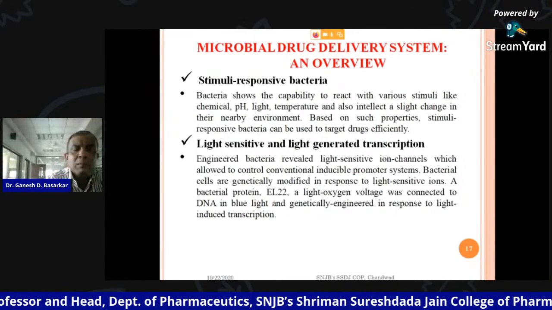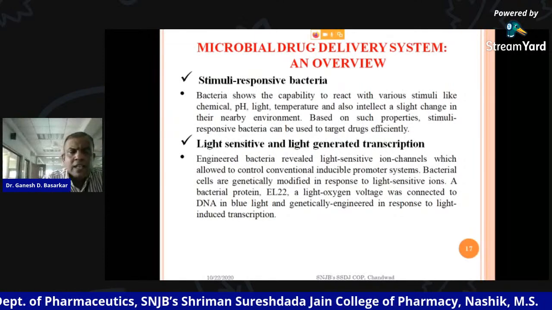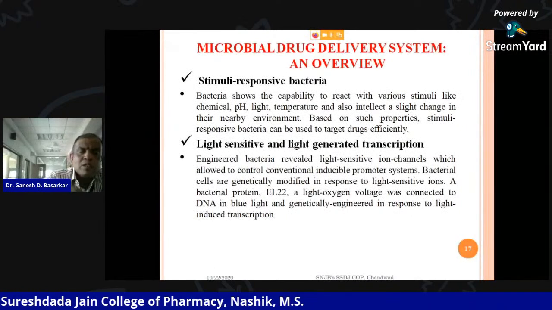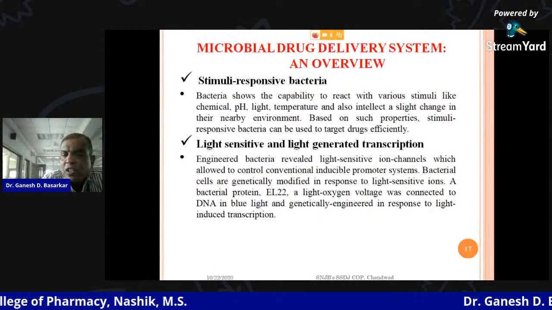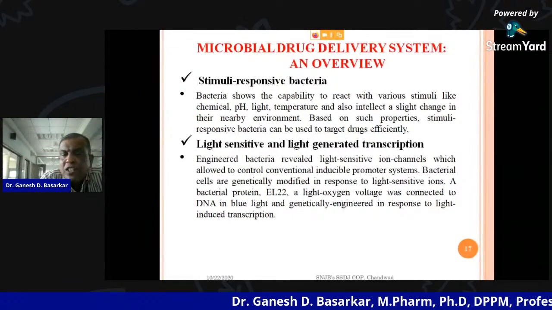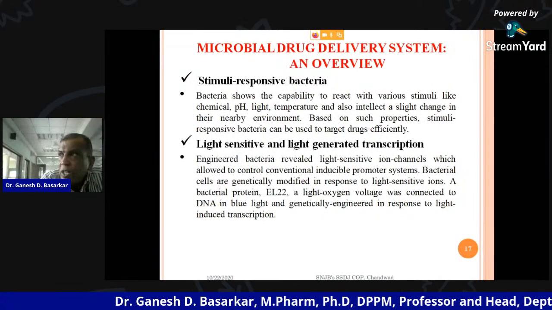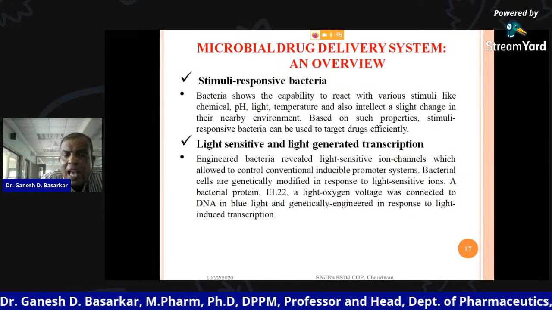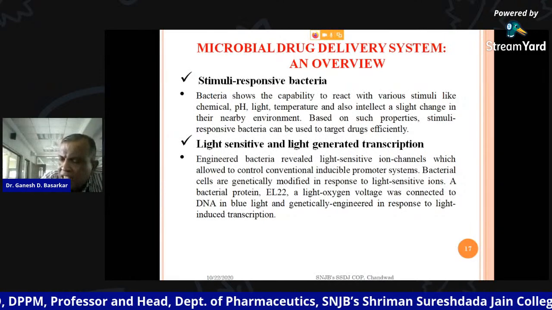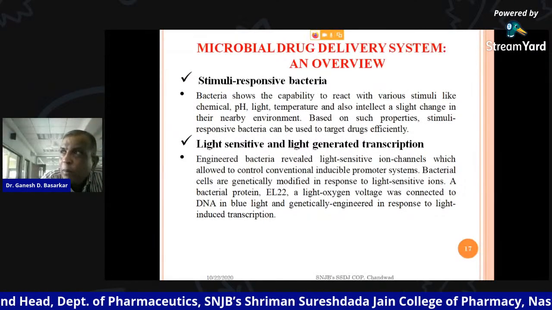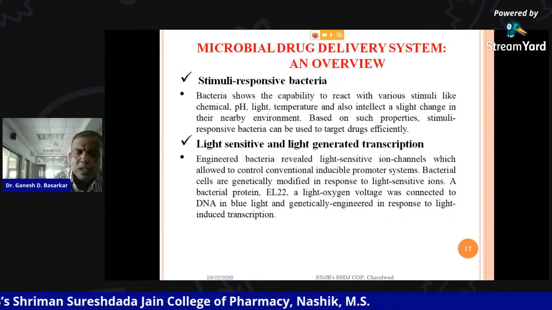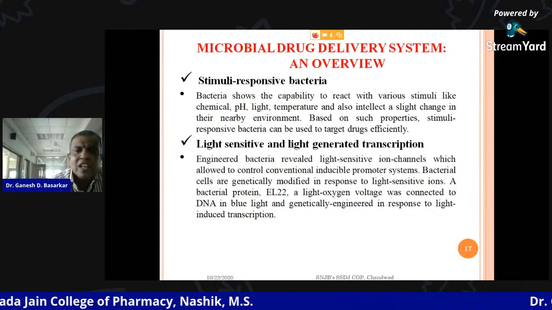A couple of examples: the light sensitive. Engineered bacteria revealed high light-sensitive ion channels, which allowed controlled expression beyond conventional promoter systems. These genetically modified light-sensitive ions are a bacterial protein, EL222, a light-oxygen-voltage protein. When we isolate this and incorporate the drug into the bacteria, by sealing the envelopes as well as the cell membrane, and they are introduced into the body, they will travel to the site.